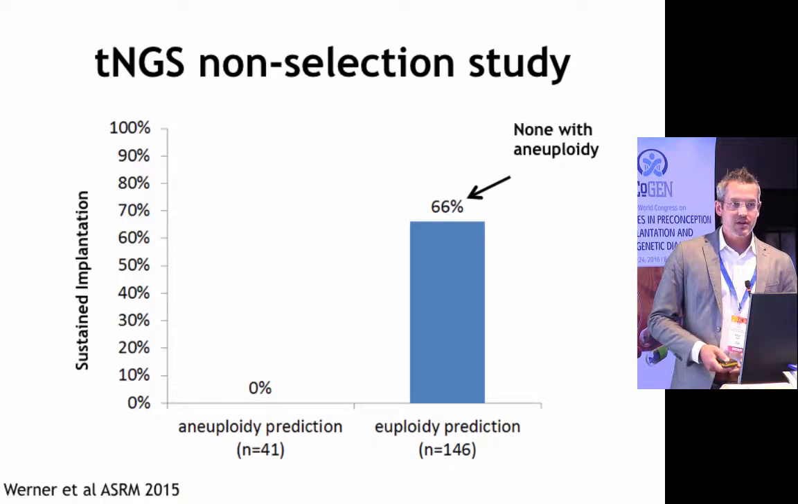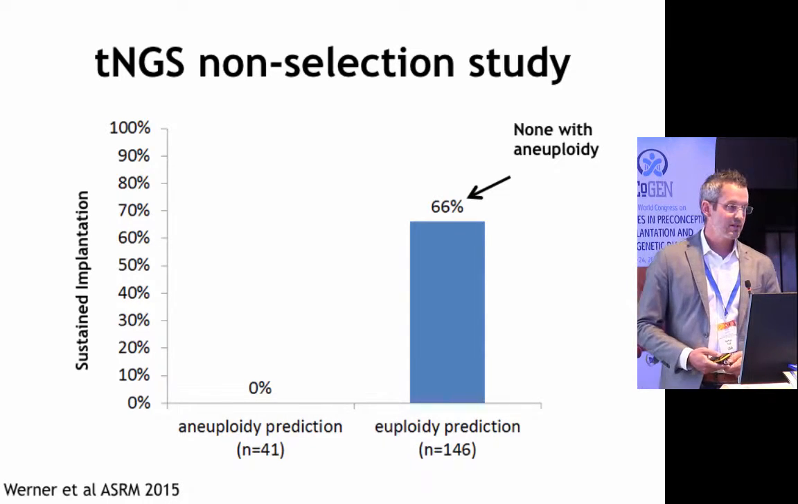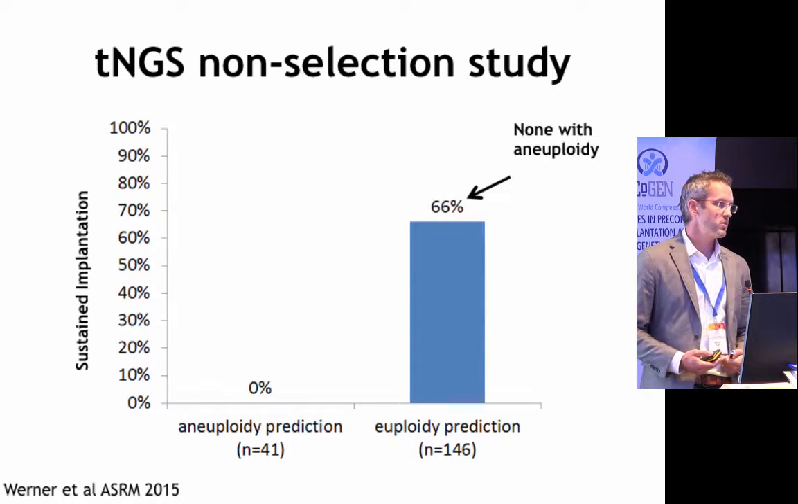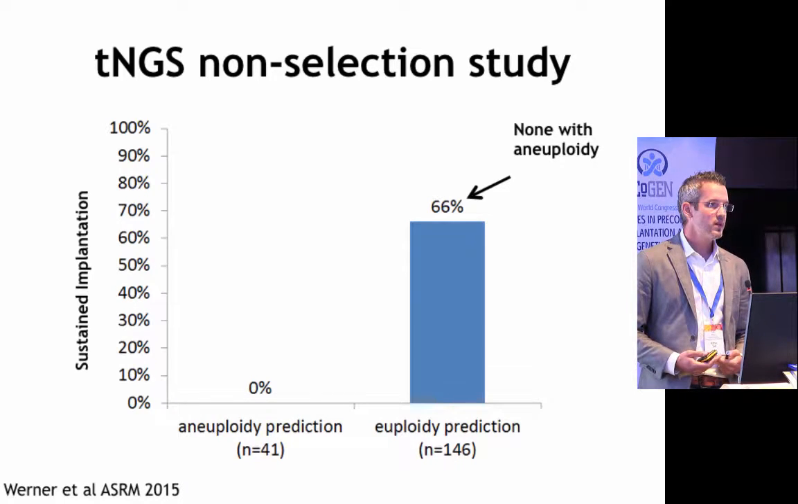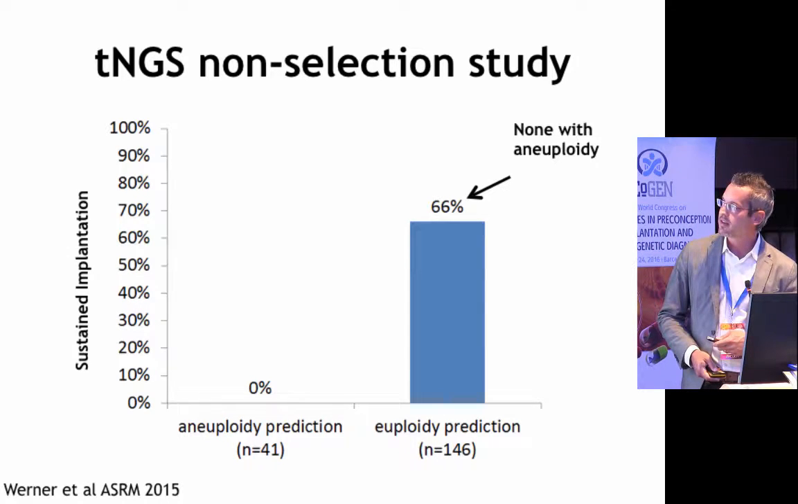Now, these preclinical validation steps are important, and you'll probably hear more about randomized clinical trials and also what we refer to as a non-selection study. We want to make sure that embryos we diagnose as abnormal don't actually possess reproductive potential. In this particular study, we looked at next-gen sequencing.